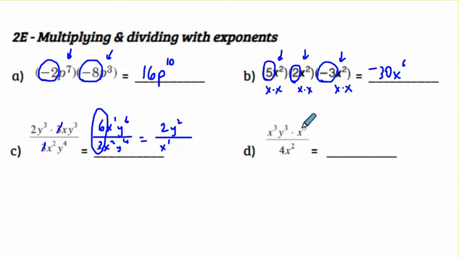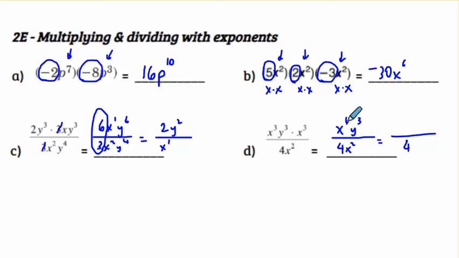Okay, for D, we're going to have, let's see, x to the 3rd times another x to the 3rd is x to the 6th. And then we have y to the 3rd. And then on the bottom we have 4x to the 2nd. Okay, so we draw our fraction bar. We look at our coefficients, and 4 is the only coefficient. It's understood to be a 1 in front of here. You don't have to write it, but the 4 is just going to stay right where it is. So 4 is on the bottom.